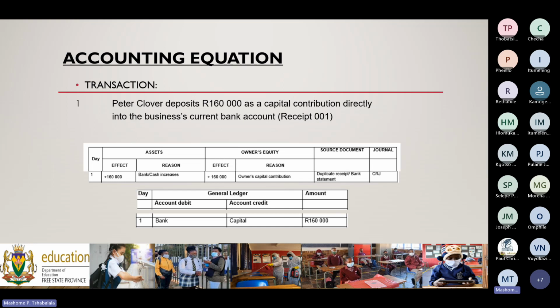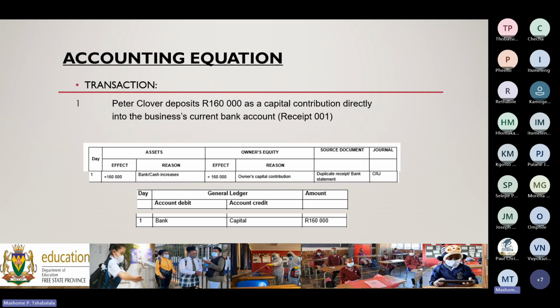When we come to this debit and credit, it is the general ledger. In the general ledger, bank will be debited because it is an asset, which increases on the debit side. Then owner's equity will be credited, which is the capital in this case. Capital will be credited because it falls under owner's equity, which increases on the credit side.